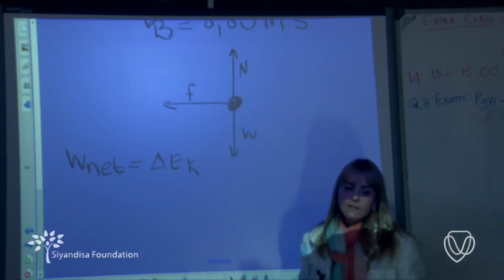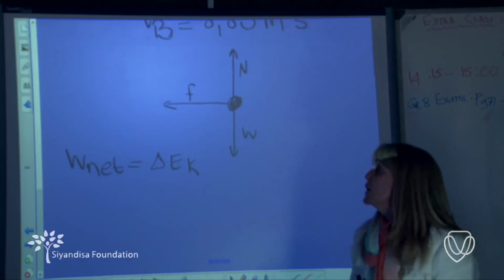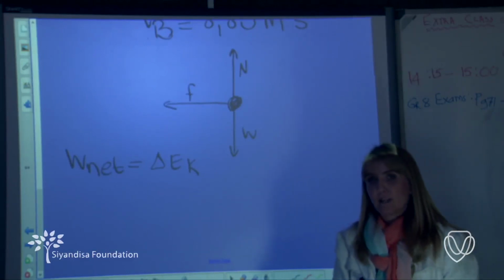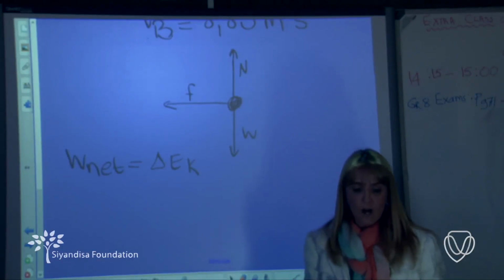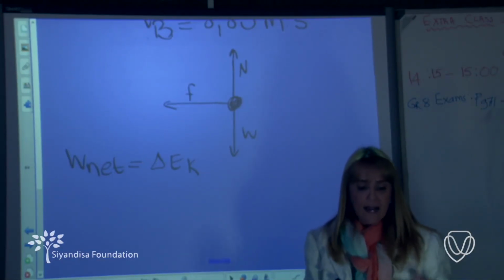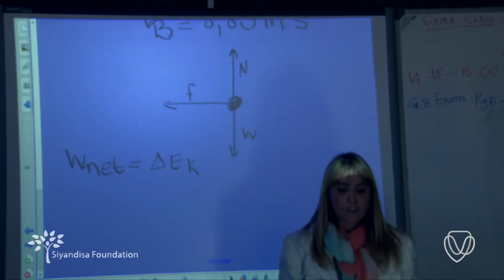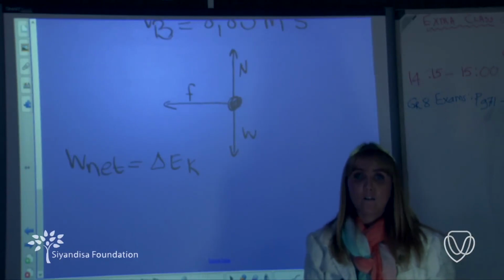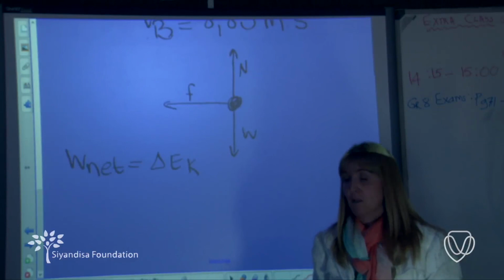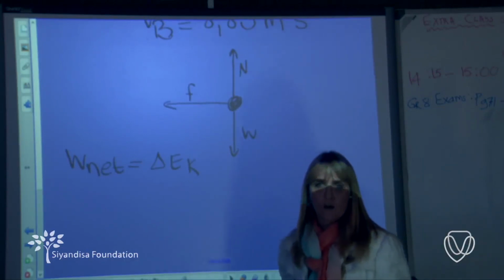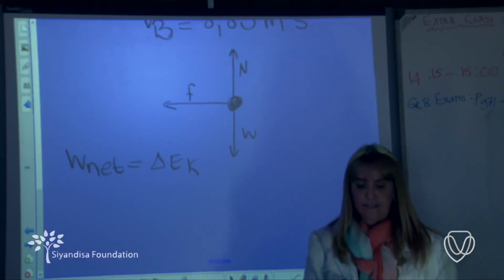Ladies and gentlemen, please understand that there are numerous ways of doing these questions. You may also use Wnc is equal to delta Ep plus delta Ek. Right, that is also an option for this section of work. I have simply chosen to use the work energy theorem. If you turn to page 71 of this booklet, you will see that they give you the option to use Wnc as well. We do not have the time to do both options. Right, so I'm using only the work energy theorem in this case.